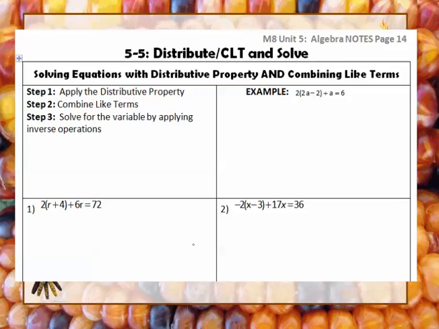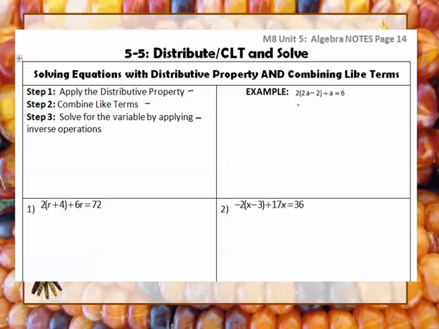So we always ask ourselves, do I have any numbers to distribute? Then I ask, do I have any combining like terms? And then I solve. We practiced that in the last lesson. Do I have any distributive property? Do I have any combining like terms? And then I can solve my problem.